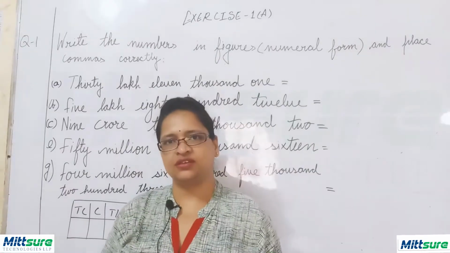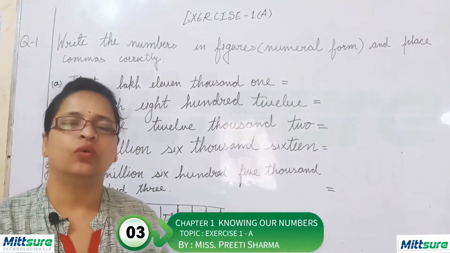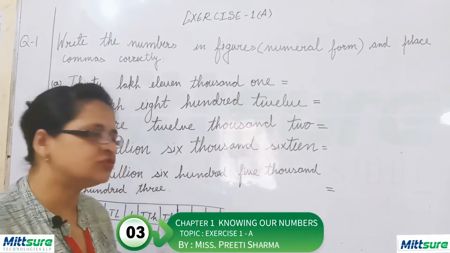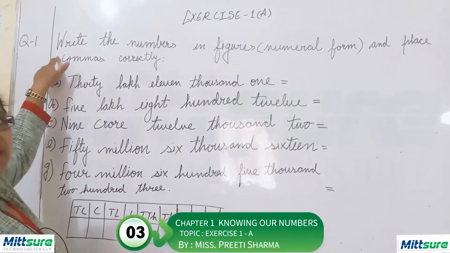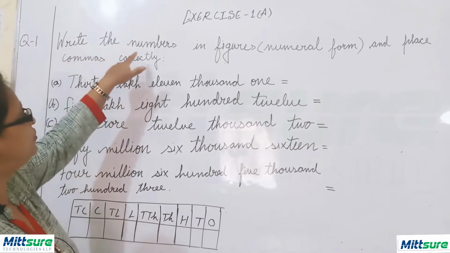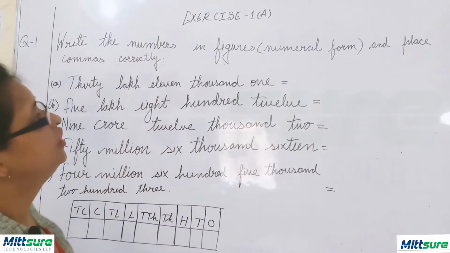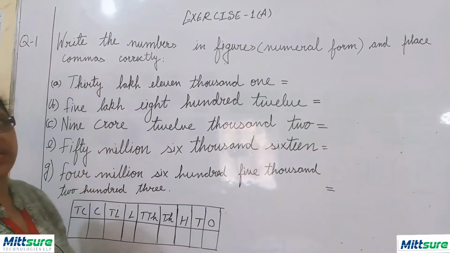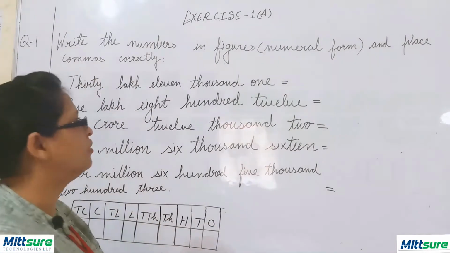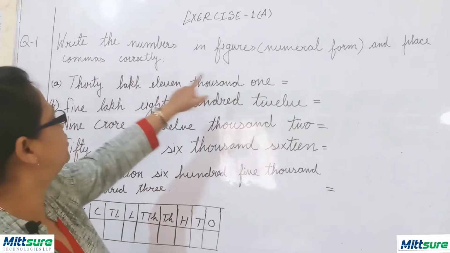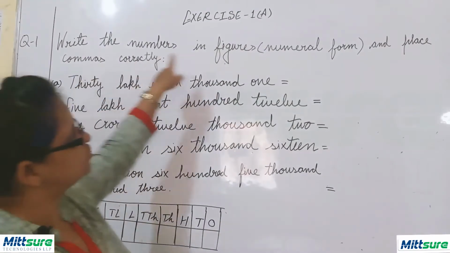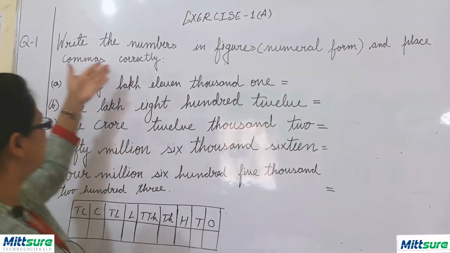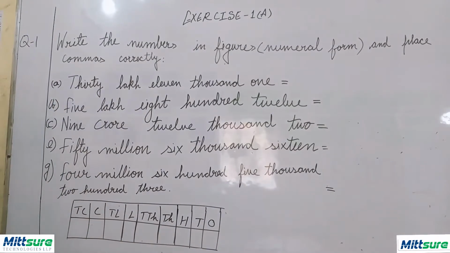Today we will discuss exercise 1A. The first question is: write the numbers in figures. Numerals form the place comma correctly. We have studied how to put the commas and how to write numerals. Here are some numbers given in words.